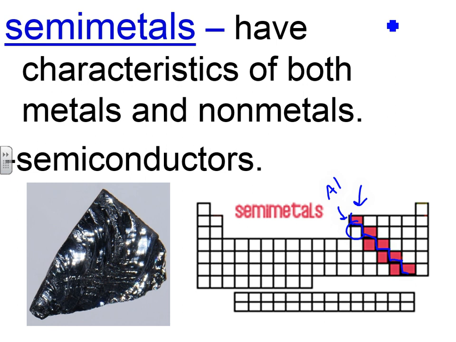It's a really good conductor of electricity and heat. It also is very malleable. We have aluminum foil at home. The rest of them are semimetals, and they are semiconductors.